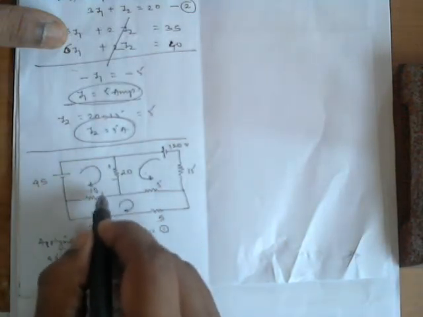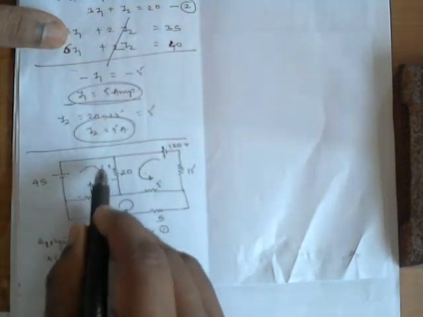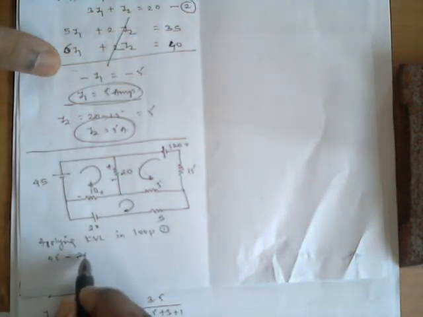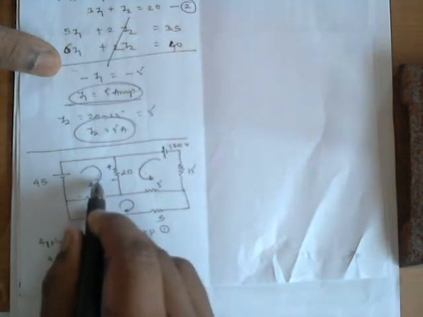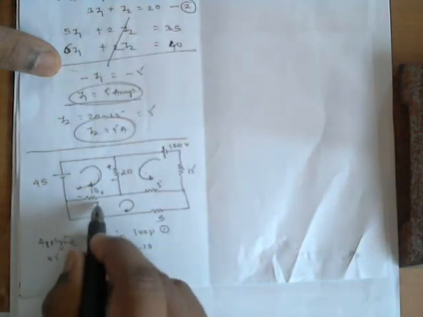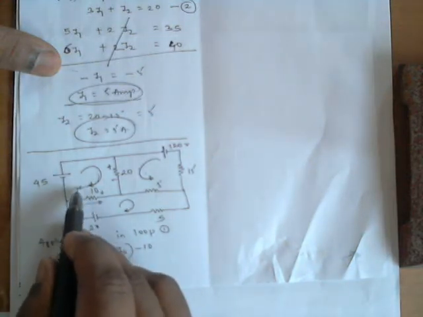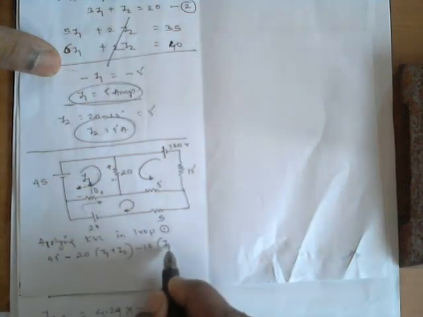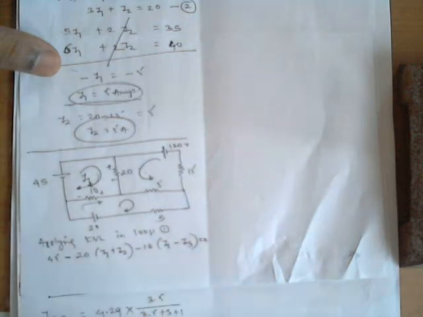Loop 1 starts from here: 45 minus, plus minus. Give the polarity for this loop only. So 45 minus 20 (I1 plus I2), both in the same direction, minus 10. Now see here, this current is going in this direction and this downward current is going in this direction. So always consider the loop current as the positive current. We are dealing with the first loop, so I1 is positive: I1 minus I3 equal to 0. Are you getting it? So you can solve it further.